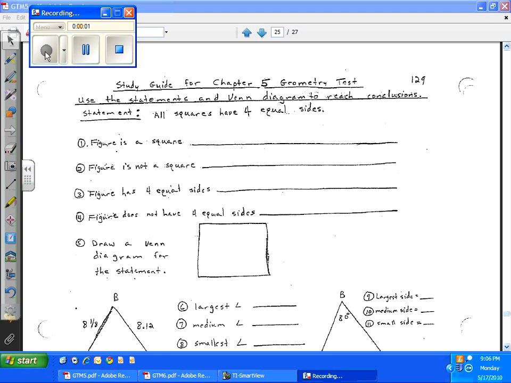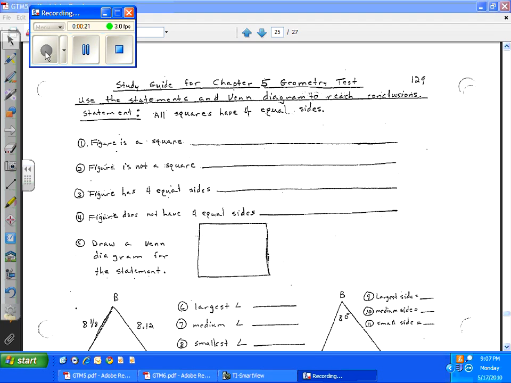This is the study guide for the Chapter 5 Geometry test. We're going to begin by creating a Venn diagram out of a statement and using that Venn diagram to reach conclusions. So we have the statement that all squares have four equal sides.